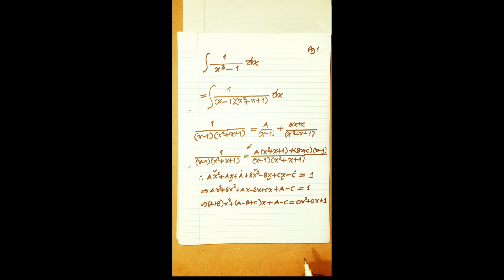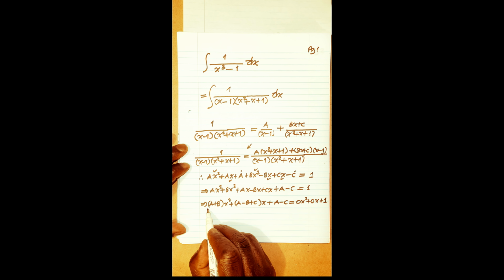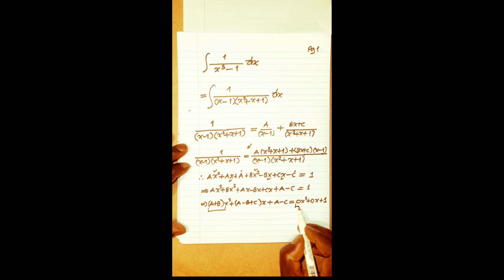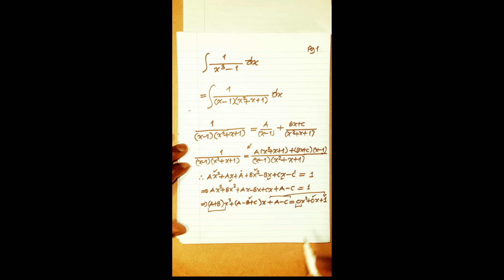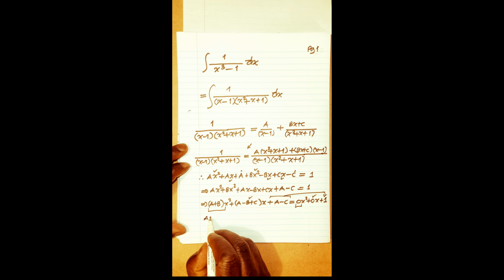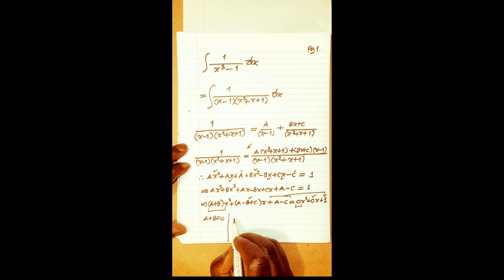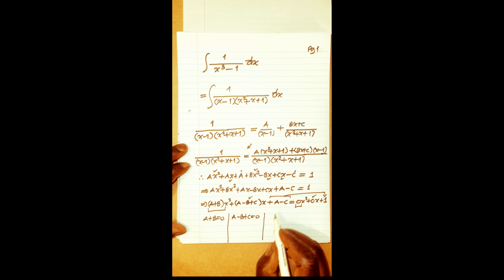Why is this important? Because now I want to equate coefficients. That must be equal to 0. And this part here will be equal to the 0, the coefficient of the second term there. And the constant term, the whole of that must be equal to the constant term there, which is 1. So basically we are saying a plus b equals 0. And then we have a minus b plus c equals 0. And then finally we have a minus c is equal to 1.